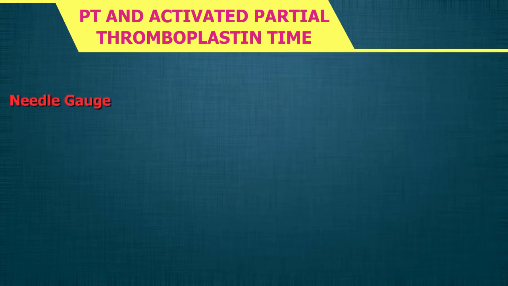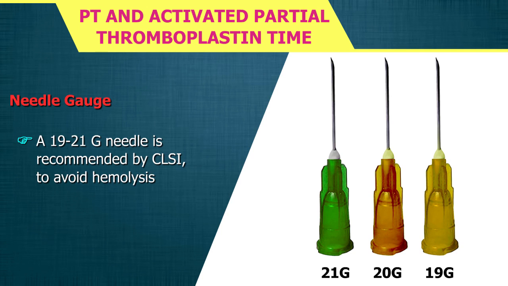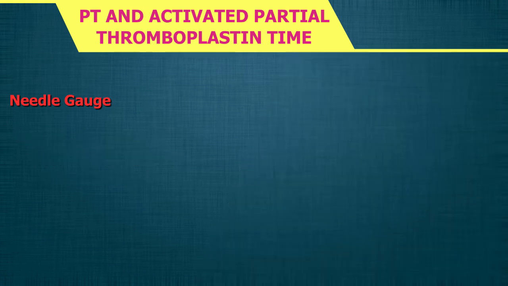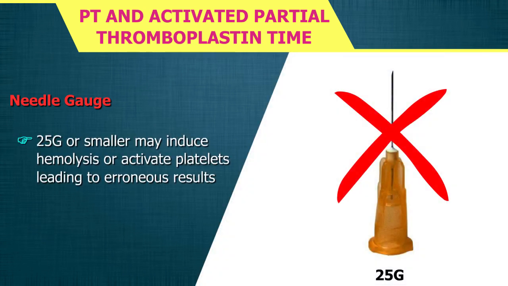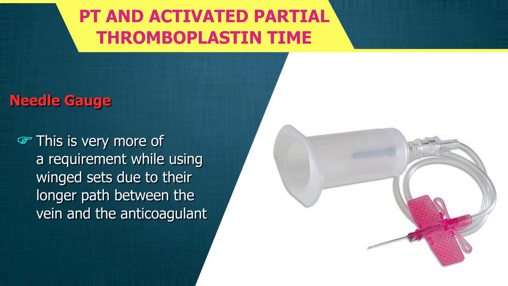Needle gauge. A 19 to 21 gauge needle is recommended by CLSI to avoid hemolysis. A 25 gauge or smaller may induce hemolysis or activate the platelets, leading to erroneous results. This is much more of a requirement while using winged sets due to their longer path between the vein and the anticoagulant.